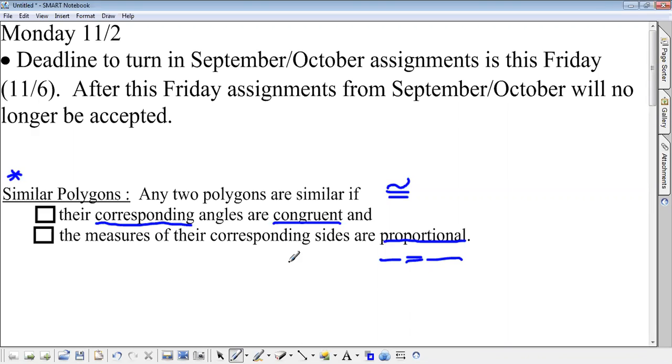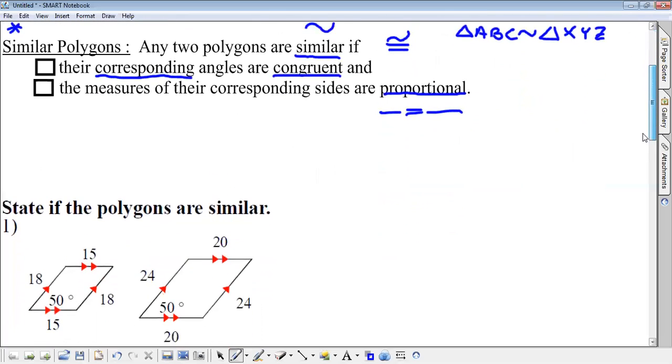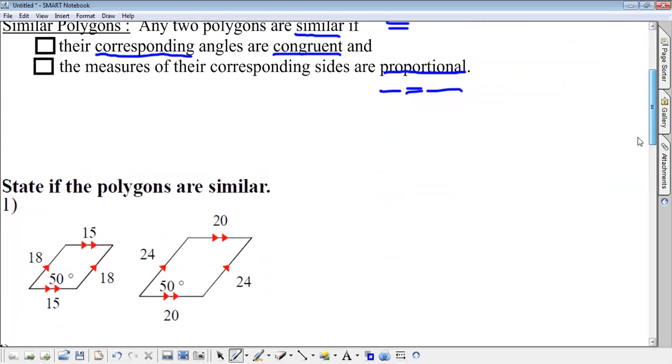And for us now, similar is the little squiggly line. Okay, that means similar. So if you want to say that triangle ABC is similar to another one, you say triangle ABC is similar to, let's say, triangle XYZ. So this symbol means similar, okay? Now, the assignment is already online. I'm gonna do some of them as examples for you. I'm gonna do problem number one.